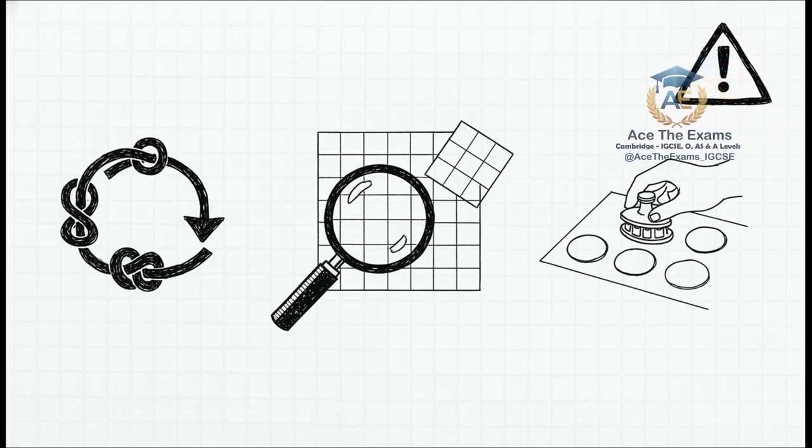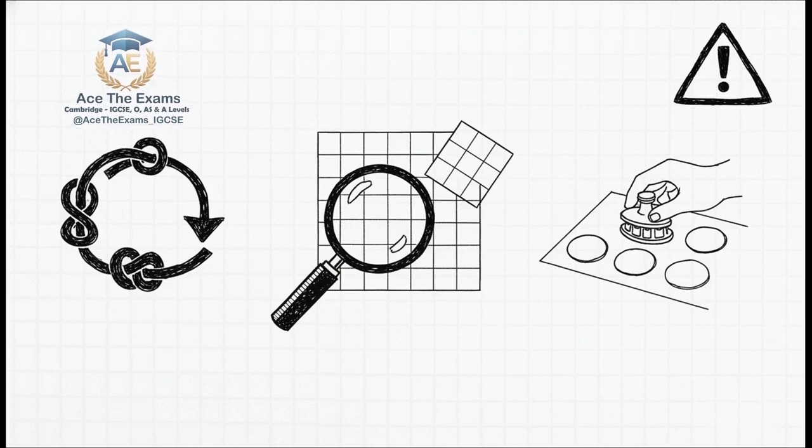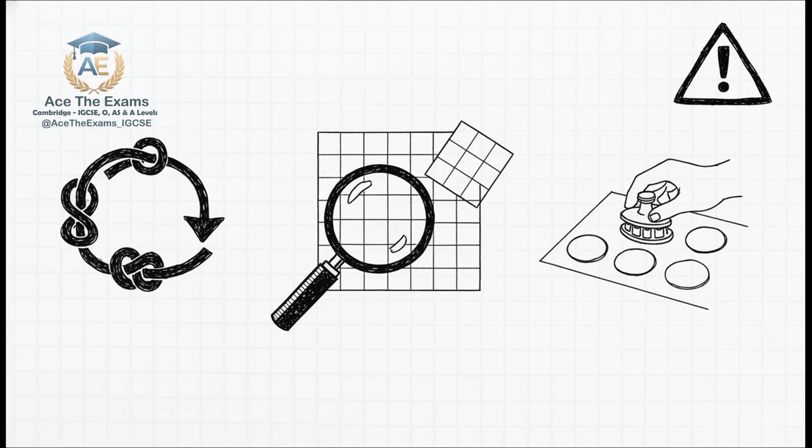Mistake 1, confusing cause and effect when explaining networks. Mistake 2, forgetting boundary conditions and edge cases when testing algorithms. And mistake 3, the absolute most common, providing generic, memorized answers instead of tailoring your response to the specific context provided. You cannot just regurgitate a textbook.